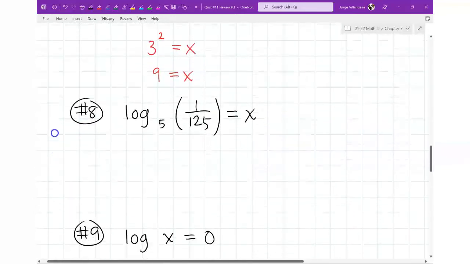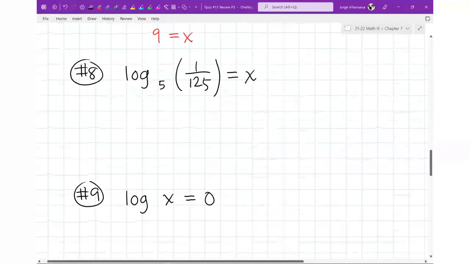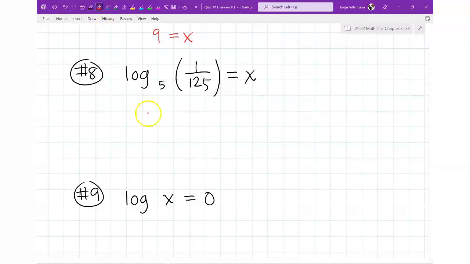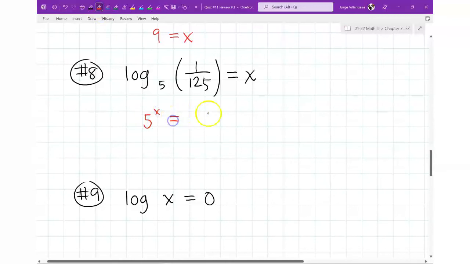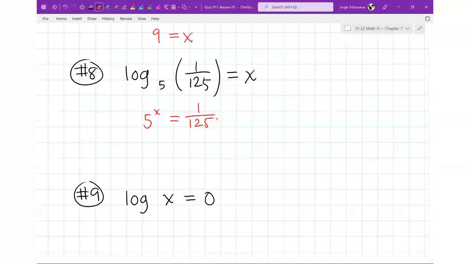So look at number 8. So log base 5 of 1 over 125 is equal to x. Okay? My base is 5. My power is x. So I'm going to write 5 to the x is equal to 1 over 125. And yesterday we did this, guys. What do I do with that fraction? Flip it, right? And make it a -1 power.